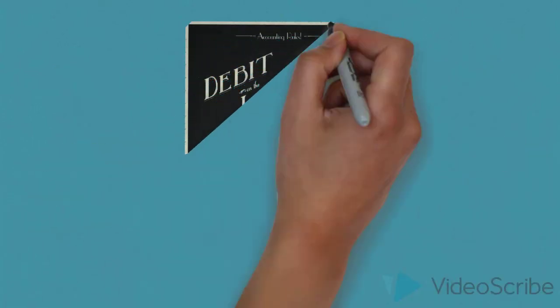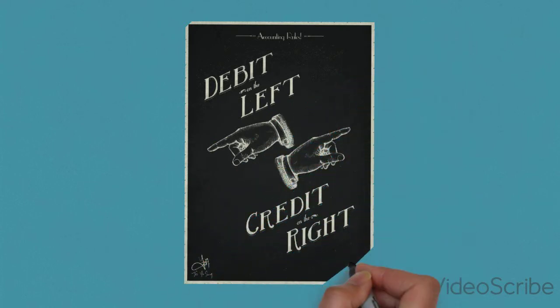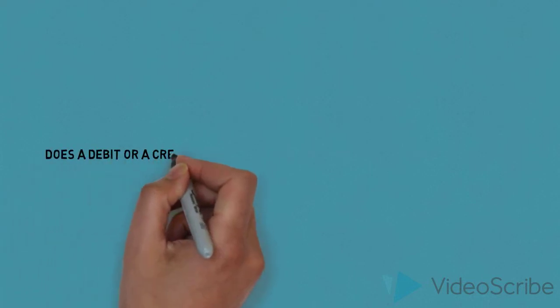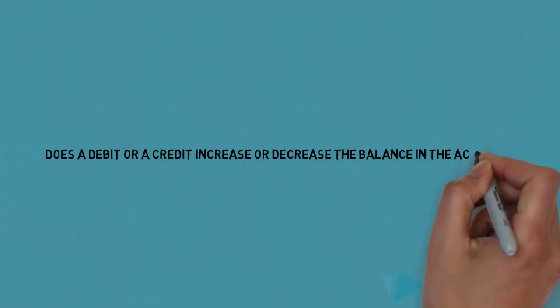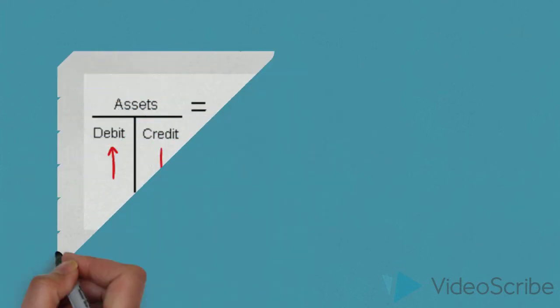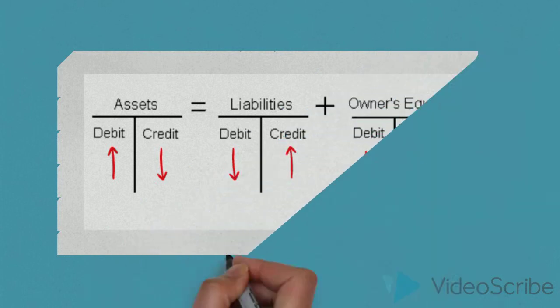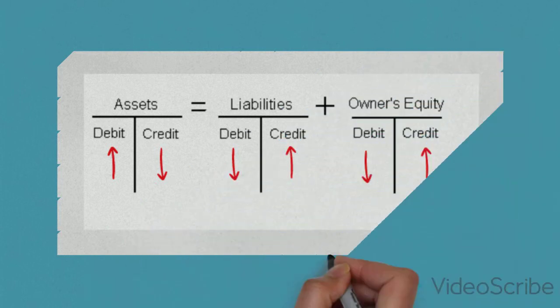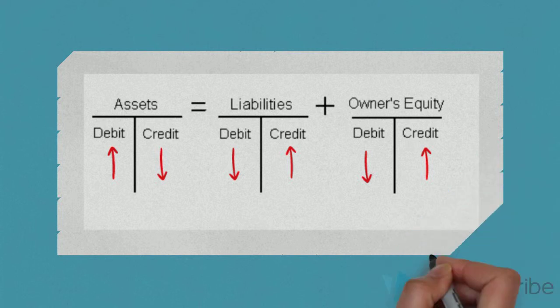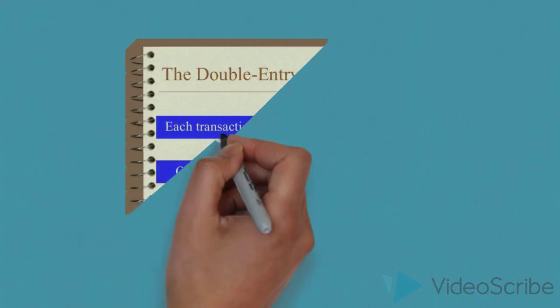Now that we know which side of the account is debit and which is credit, we need to know how to enter these changes into the accounts. Does a debit or a credit increase or decrease the balance in the account? In the asset account, the debit value increases the account while the credit value decreases the account. And for the liability and owner's equity account, the debit value decreases the account while the credit value increases both the accounts. Next, we are going to learn about the double entry system of accounting.